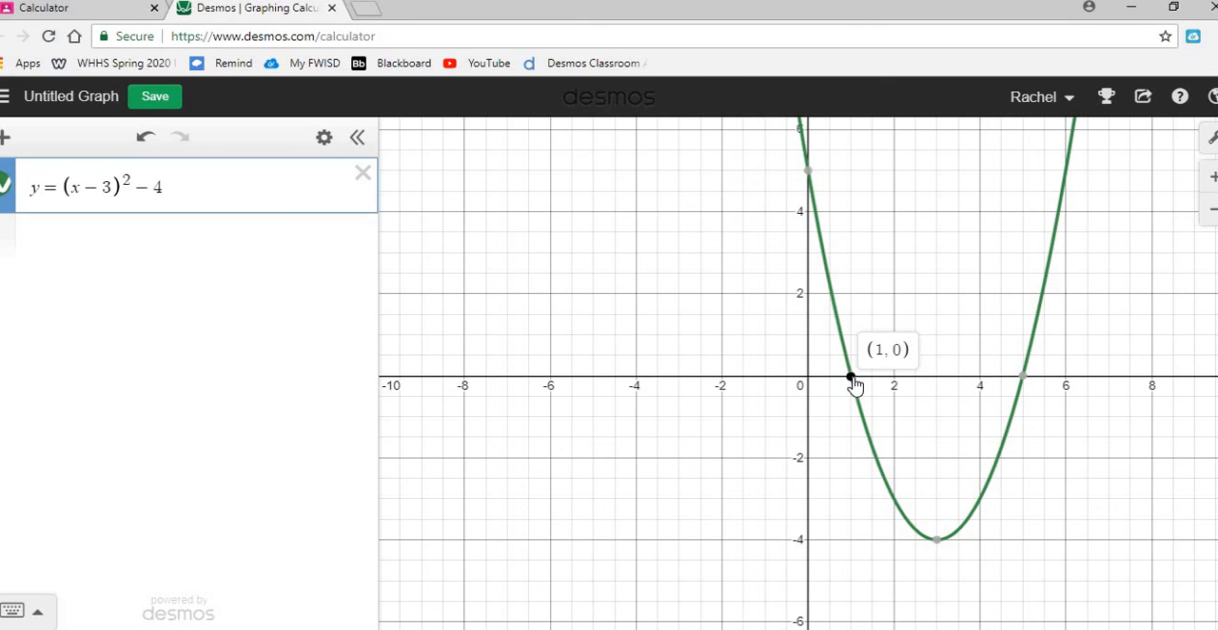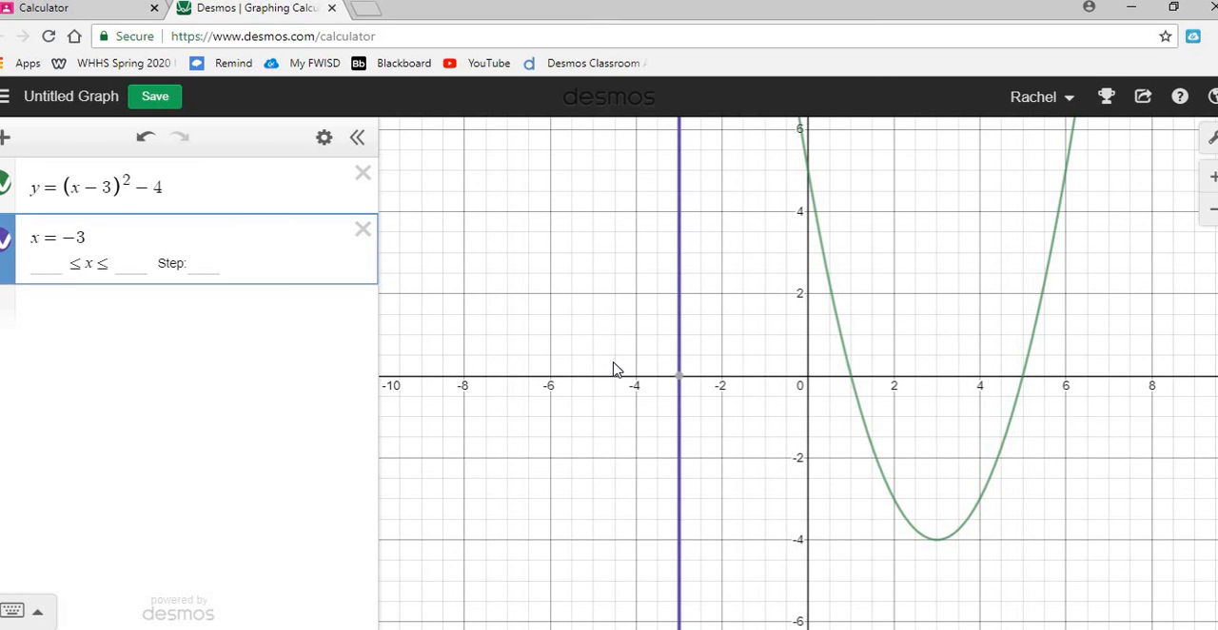So your zeros were 1, 0, and 5, 0. Your vertex was 3, -4. Your y-intercept was 0, 5. And then you had to figure out your axis of symmetry. And your axis of symmetry is always x equals, and it's the x value of the vertex, which was -3, or +3, sorry. And you can see it crosses.